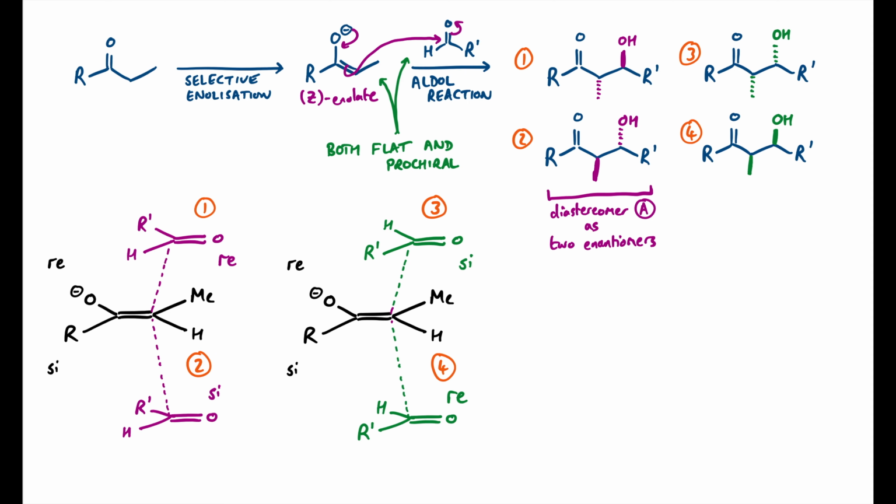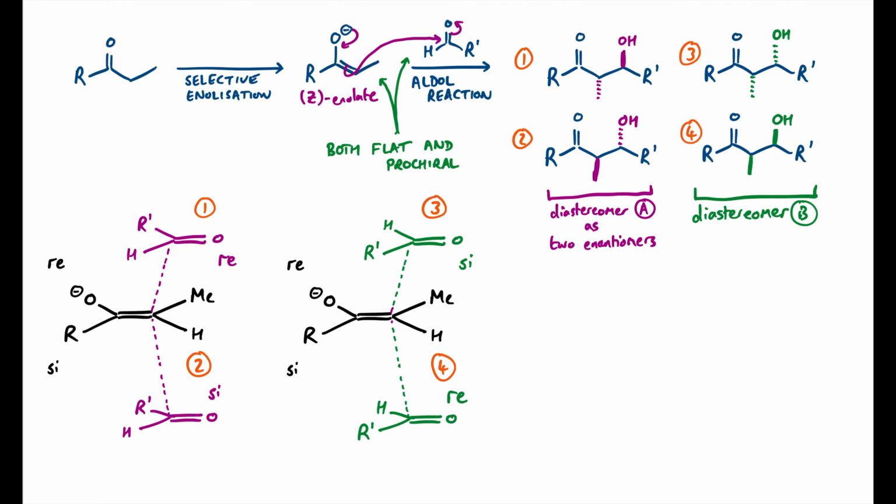And we shouldn't be surprised by the methyl stereocentre in 1 and 3 being the same, because they're both the re face of the enolate. Same goes for 2 and 4. So in those cases we're using the same face of the enolate and a different face of the aldehyde. These products 3 and 4 are a different diastereomer. Let's call it diastereomer B.